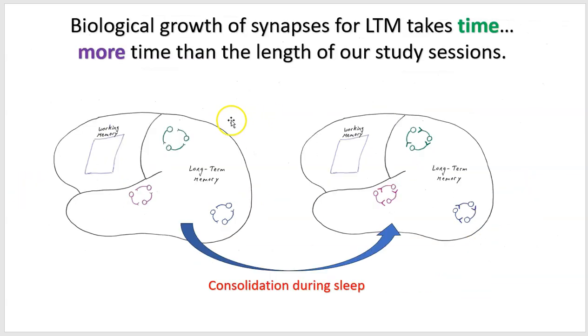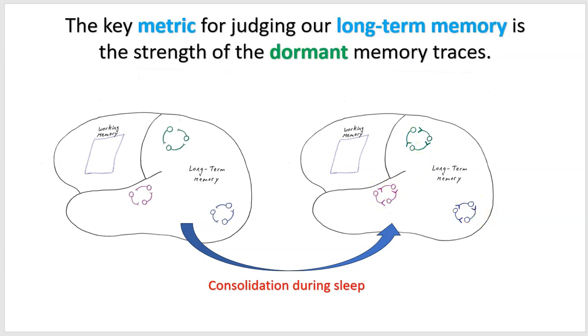Now, it takes time for the biological growth to go from weak synapses to strong synapses. That takes time, more time than the length of our study session. You'll recall we need to go to sleep and do consolidation during sleep, and we might have to study repeatedly. So to get these strong cortical synapses, that's going to take some time, much longer than a single study session. But the issue is, during a study session, the temporary increase in these synapses can make it seem as if we have strong cortical memory traces.